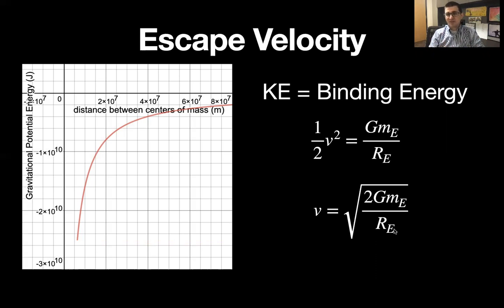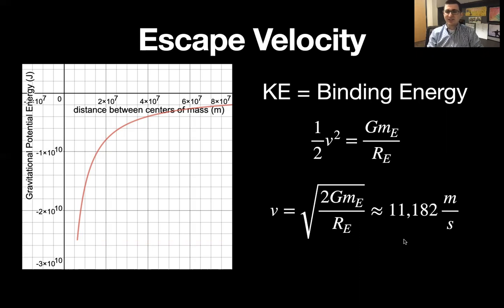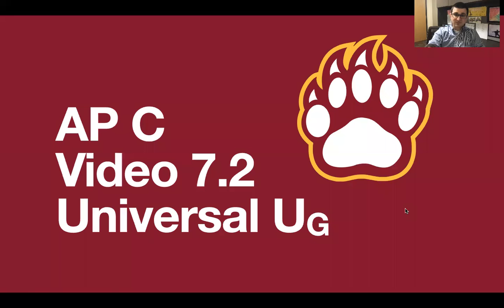So actually, if you plug in the mass of the Earth and the radius of the Earth, you get the escape velocity for planet Earth is about 11,000 meters per second, which is very, very fast. So you have to be going very, very fast to escape the gravitational pull of the planet Earth.